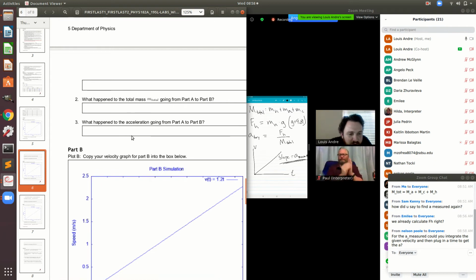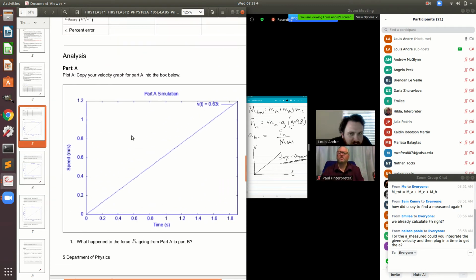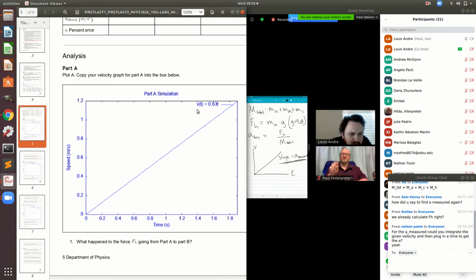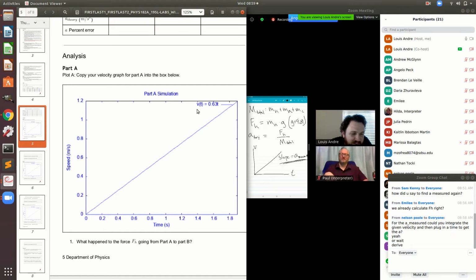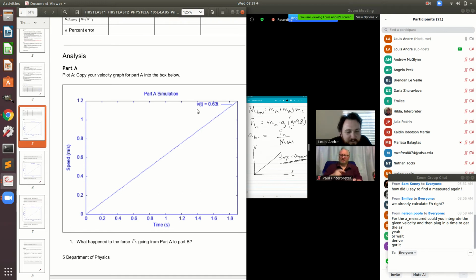For the A measure, could you integrate the given velocity, then plug in time to get the A? Integrate as in, so this V of t is equal to 0.63 t thing. If you integrated that, you would actually get a position function. So what you would want to do is find the derivative. Yeah. But then once you find the derivative, you'll see that t goes away, right? And you're just left with 0.63.